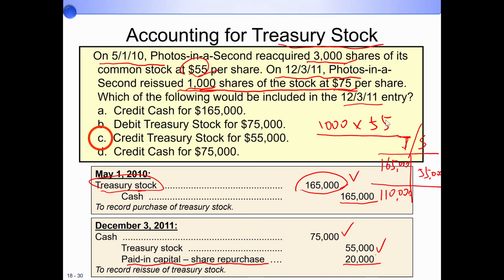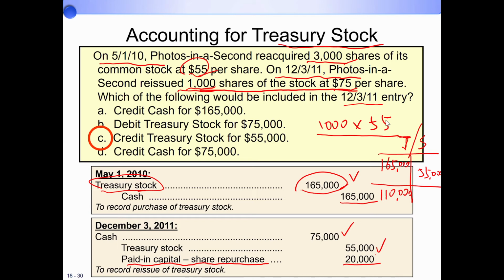But again, we don't want to call that profit because we're dealing with the owner, right? You purchase back from the owner, you sell it to the owner. So that's why this $20,000 should belong to the owner. It should be called paid-in capital share repurchase.